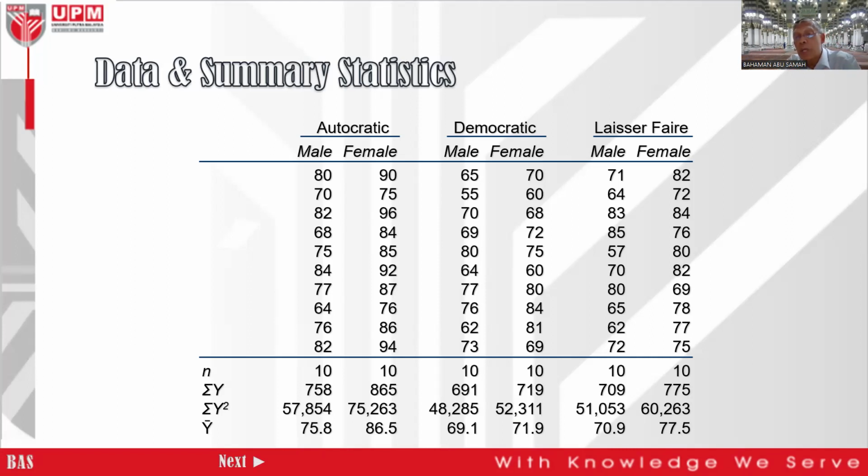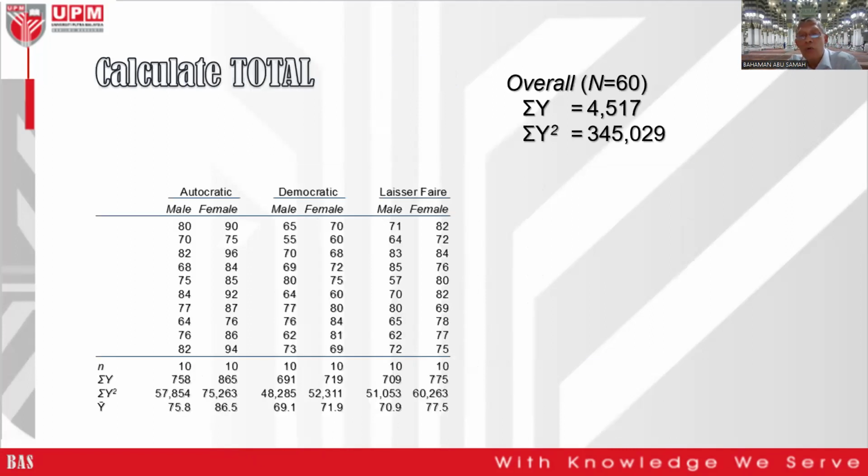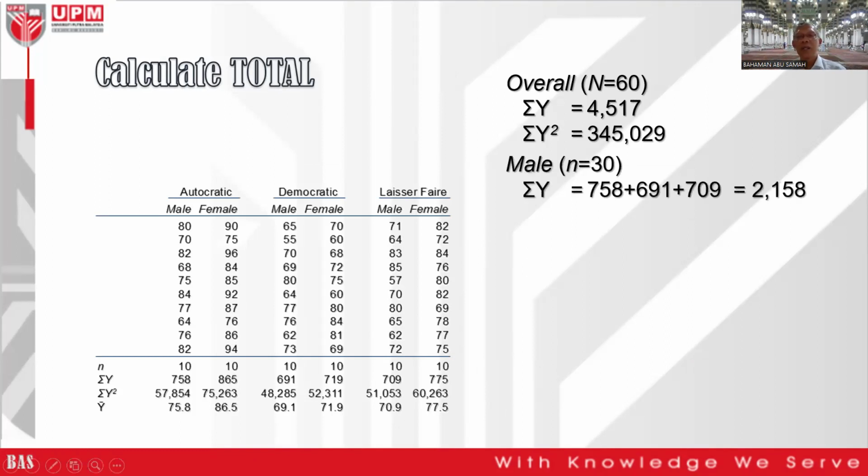In addition to that, to make life easier, we calculate for the overall. For the overall, summation Y, we just add everything here, 758 until 775, which amounts to 4,517. And summation Y square, we just add the 6 cells, which amounts to 345,029.